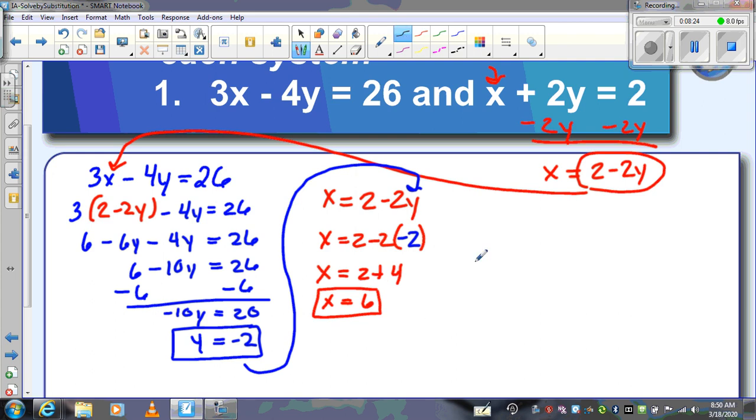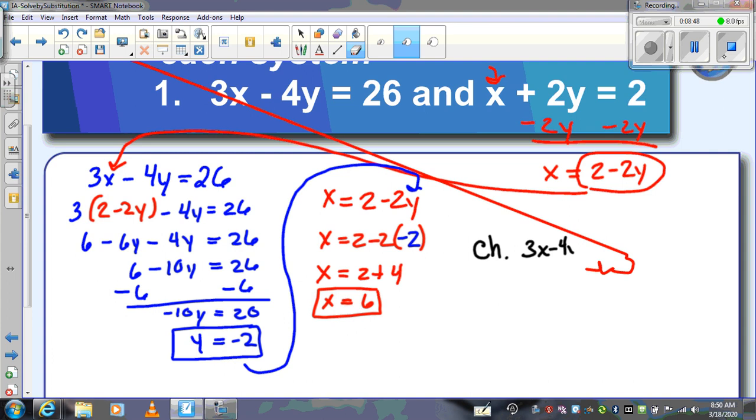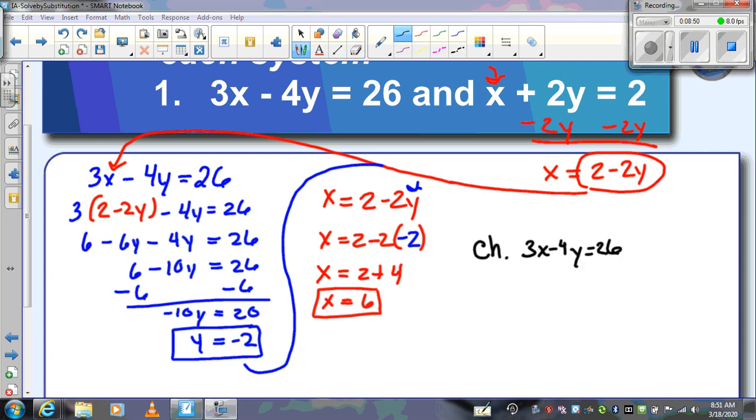I can do a quick check. So we have 3x minus 4y is 26. Let's see. 3 times 6 minus 4 times negative 2 equals 26. I am not sure where that red is coming from, so let me plug. Okay. So 3 times 6 minus 4 times negative 2, we're hoping is 26. 18 plus 8 equals 26, and I believe that is true.